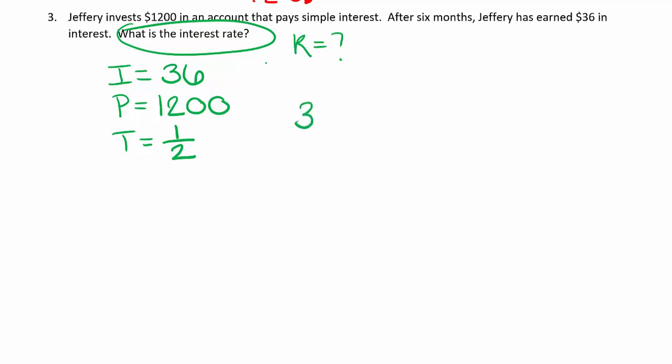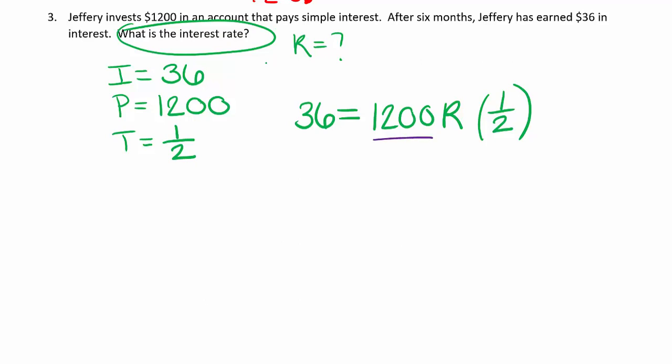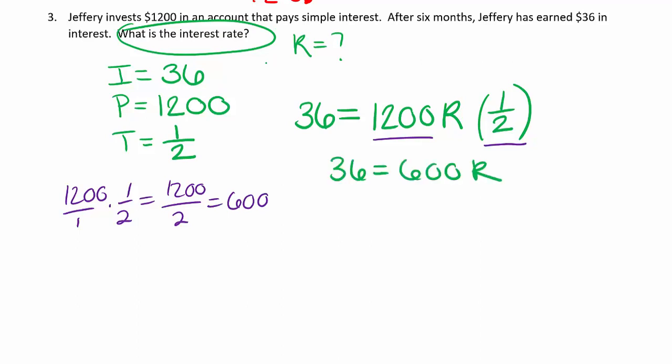Plugging these things into my formula, I is 36, P is 1,200. I don't know what R is, and T is 1/2. So I'm using the exact same formula, it's just the problem feels a little bit different because I don't plug anything in for R. I actually have to solve for R. So I'm going to start by multiplying. You can multiply in any order you want. So I'm going to multiply the 1,200 times 1/2. And 1,200 times 1/2 is the same as 1,200 divided by 2. That's 600. So 36 equals 600 R.